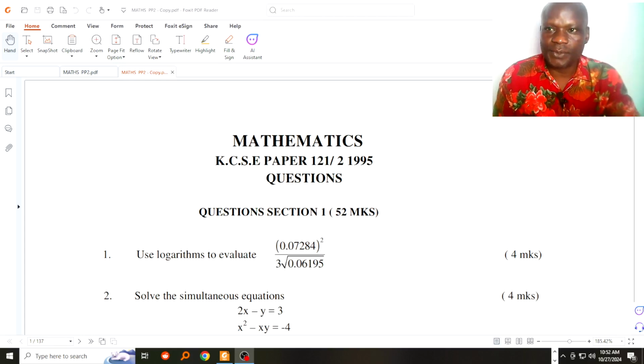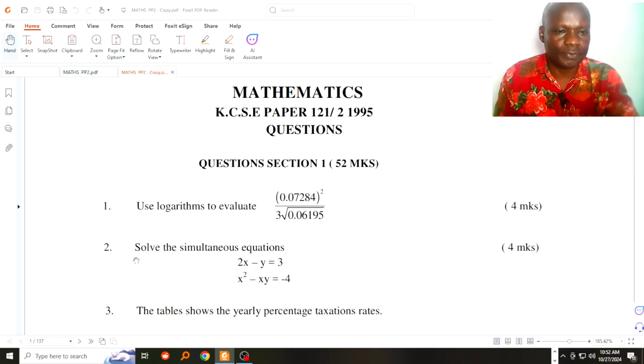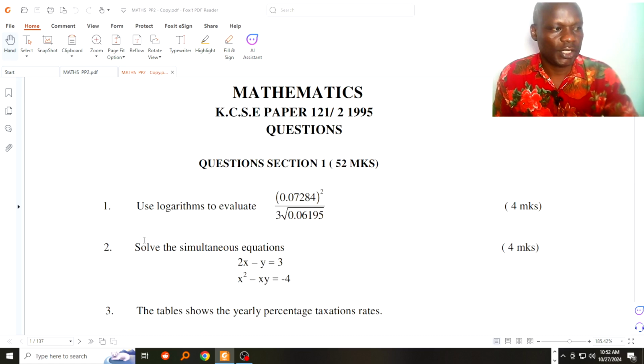Hello, I want us to look at a paper that is Mathematics, Kenya Certificate of Secondary Education, paper 2, that is 1995. And the first question we have identified to consider here is question 2. This particular question is tested in form 2.